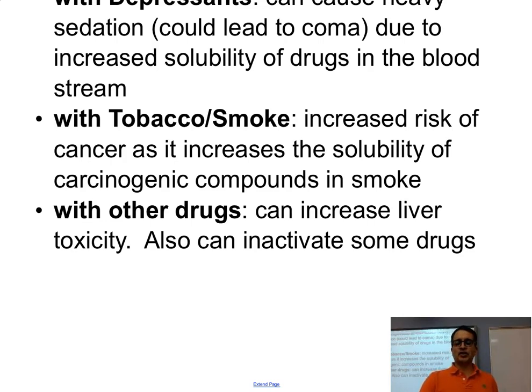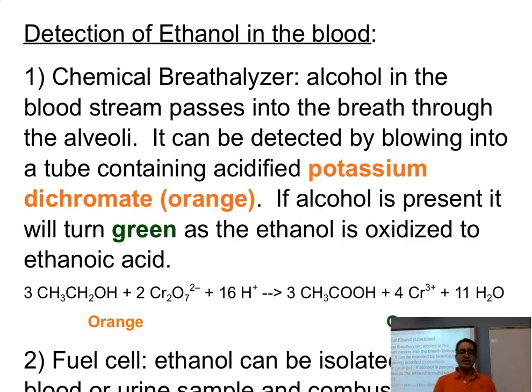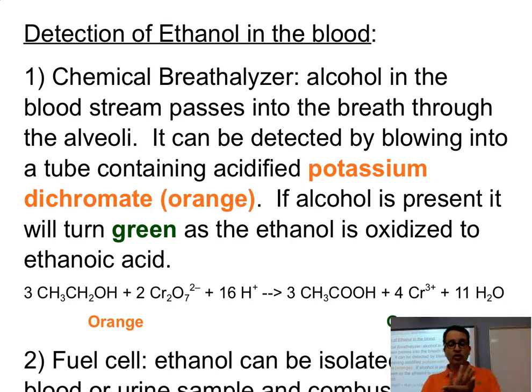Now let's talk about detection of alcohol. Detection of alcohol is normally done through different methods. Method number one is the breathalyzer. If you have alcohol in your bloodstream, what's at the other side of your alveoli is your bloodstream. So if you breathe out, some of the ethanol that is in your blood will actually pass through the alveoli into your exhaled air, and it can be measured.